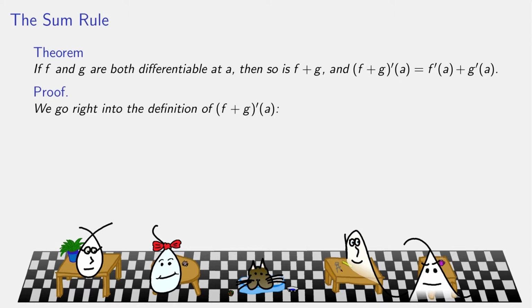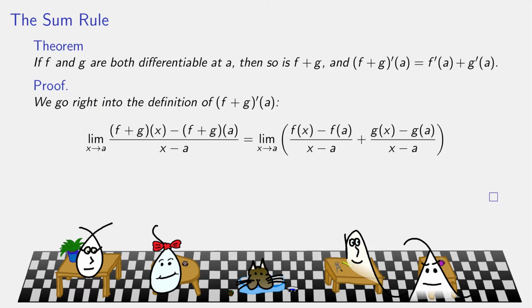We're just going to hack right into the definition of the derivative of f plus g. So we're going to compute this difference quotient, the limit as x approaches a of (f plus g)(x) minus (f plus g)(a) over x minus a. But what does (f plus g)(x) mean? It's f of x plus g of x. And what does (f plus g)(a) mean? It's f of a plus g of a. When you distribute that minus sign, group terms, and split this up into two fractions, you can get right here.